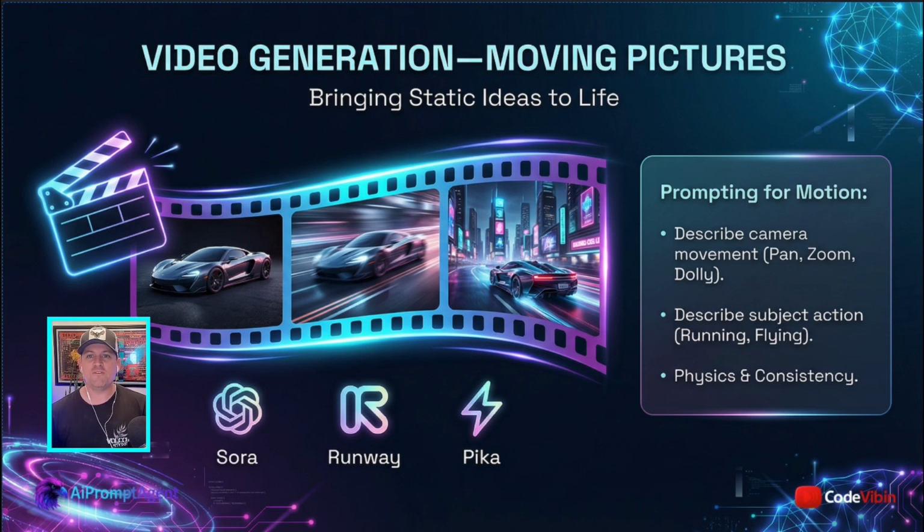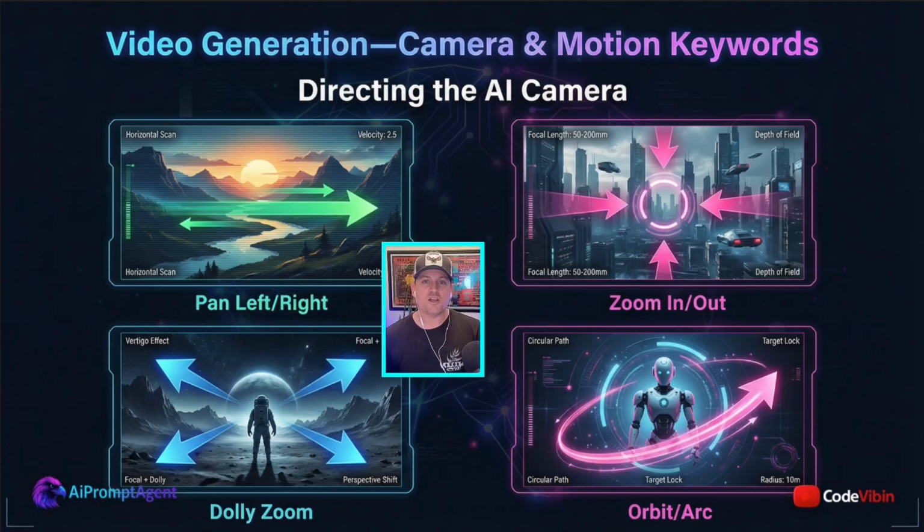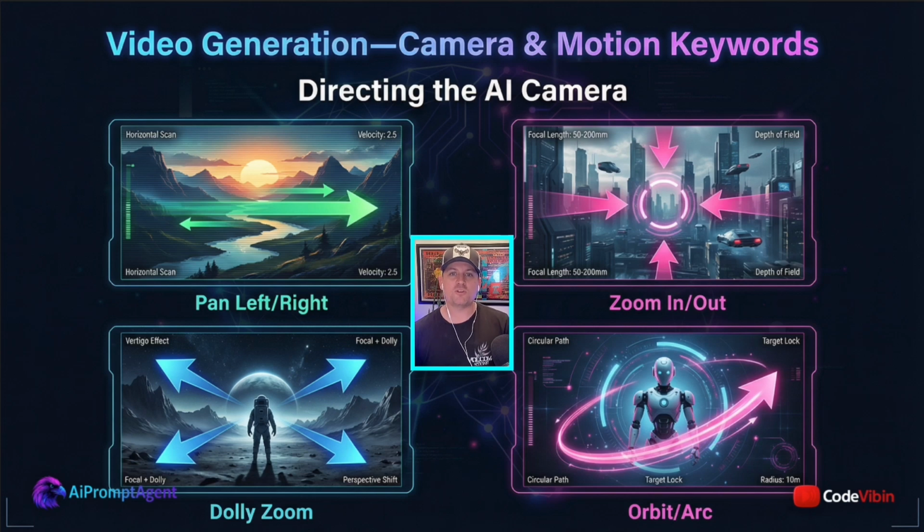Let's look at specific vocabulary for video control. Just like with images, video models respond to specific technical camera terms. Keywords like pan right, zoom in, dolly shot, slow motion, and track focus tell the AI exactly how to move the virtual camera. Describing the physics of the scene, like hair blowing in the wind, water splashing, dust floating, adds realism and life to the generation. This slide breaks down the essential camera movements and motion descriptors you need to direct your own AI scenes.